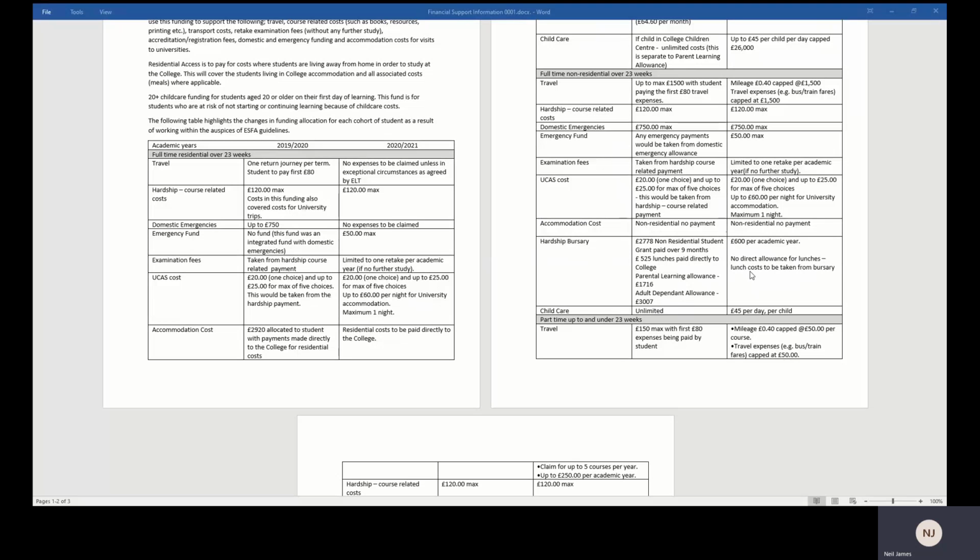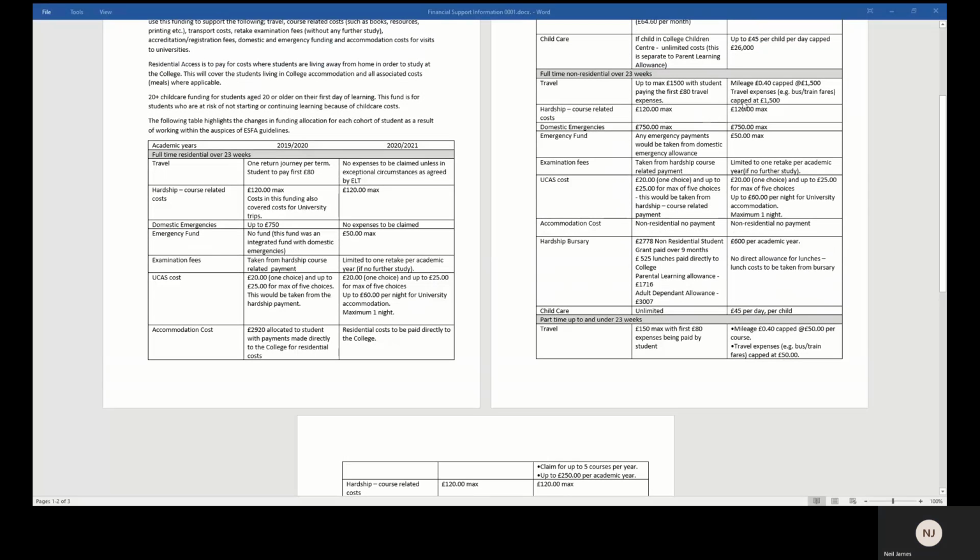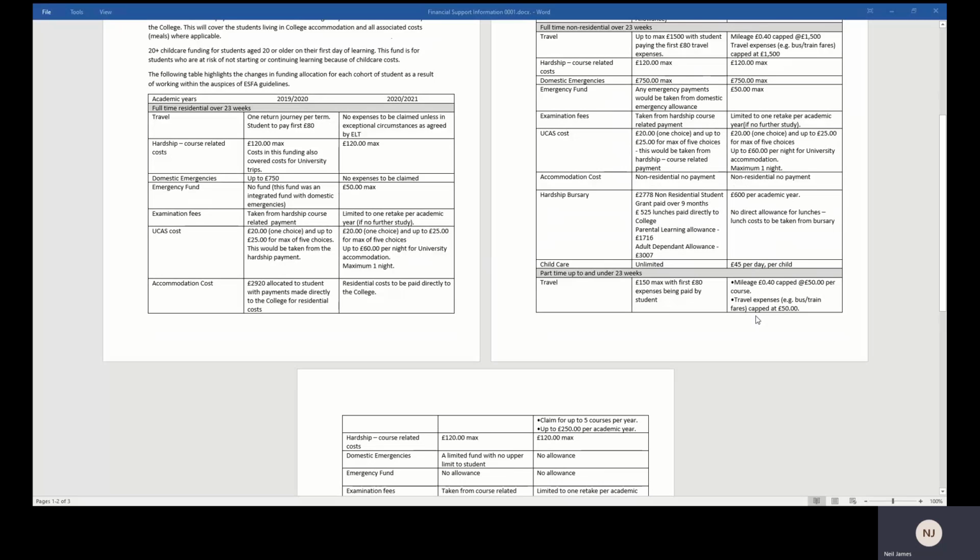If students would like to buy their own lunch whilst they're in college, they are of course allowed to do that, but they must take that money out of the £600. This is for those sorts of costs in relation to studying at college, but also being at home at the same time, so they can use that money to pay for their lunches. And again, previously childcare was unlimited, and now it's capped as in here to £45 per day.